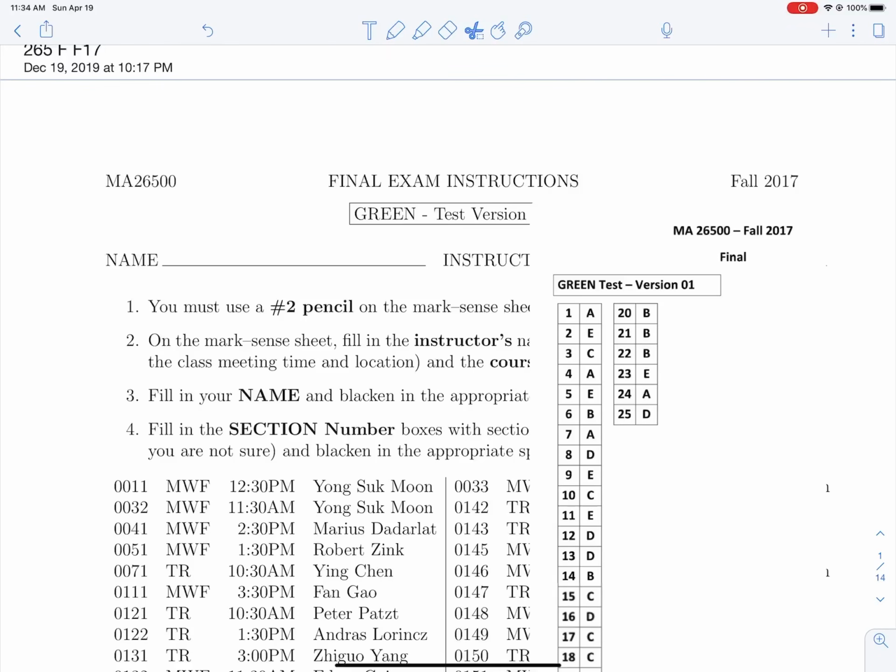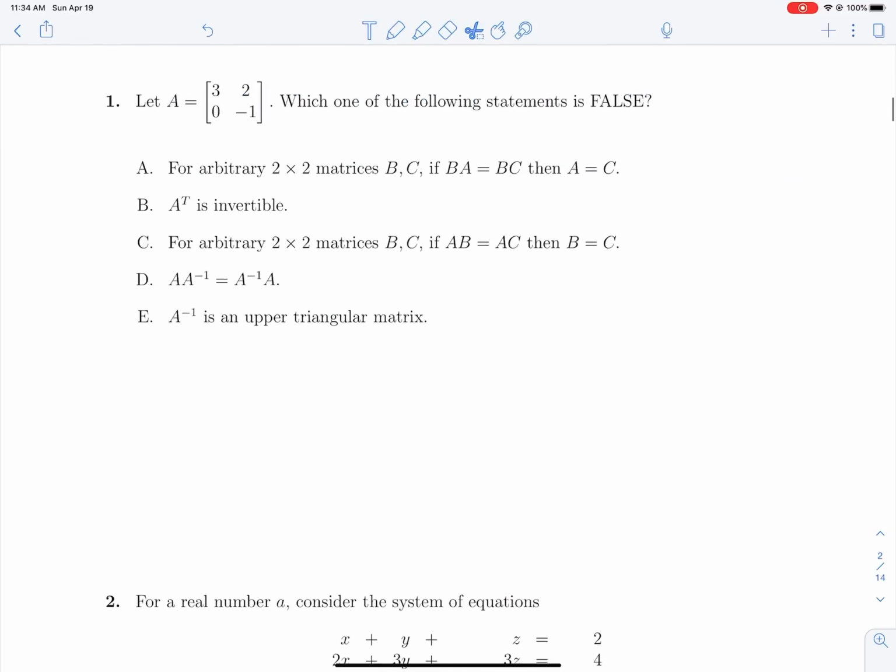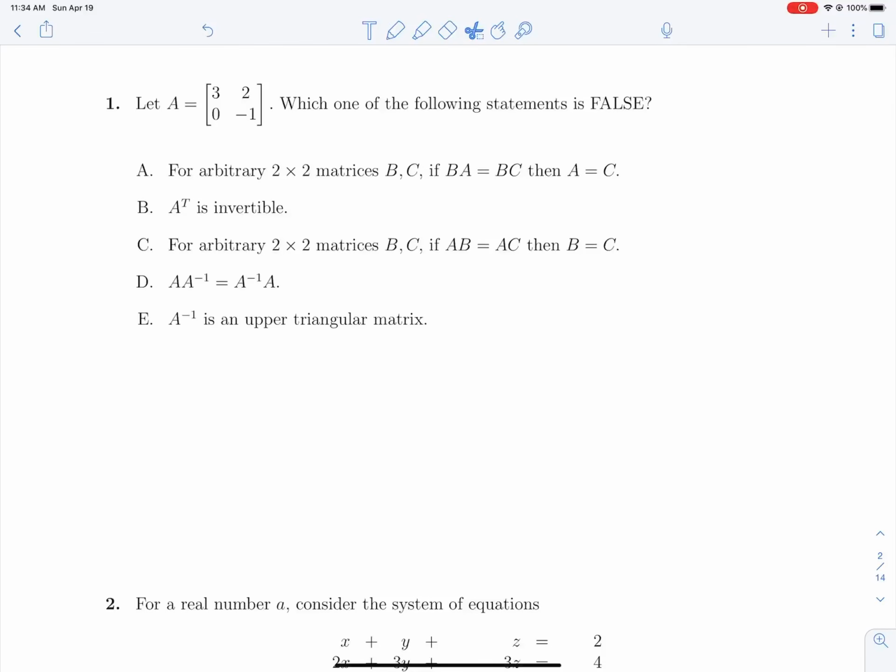Time for my first linear algebra final to go through. This is fall 2017. We're going to do the entire thing and try to keep it under an hour. We'll see how that goes. Question 1. A is that 2 by 2 matrix right there. Which of the following statements is false? Let's just go through them one at a time.